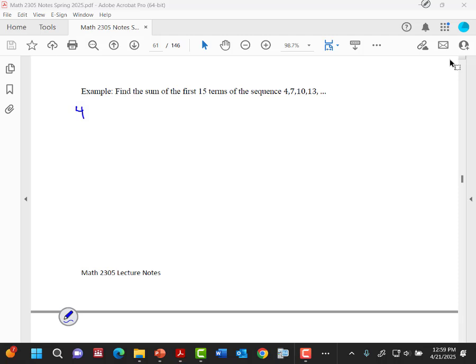So what I want to find is 4 plus 7 plus 10 plus 13, and I want to find it for the first 15 terms. Let's notice that A1 equals 4, that's the first term. The common difference D is 3. So first we compute A sub 15.